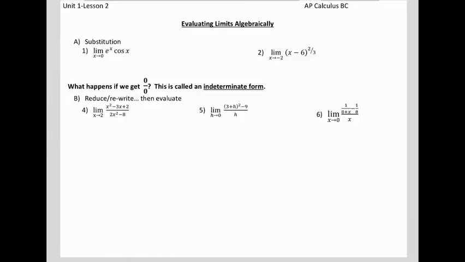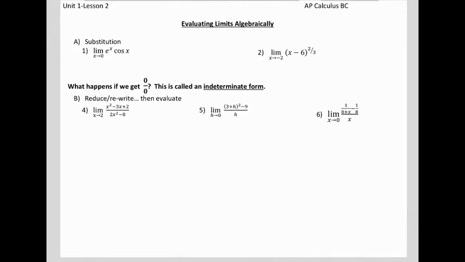Unit 1, Lesson 2, Evaluating Limits Algebraically. So algebraically means that we're going to evaluate these without the use of a calculator in the graph, unless we're going to be able to sketch it ourselves. Now you want to remember that the limit is the intended height of the function.